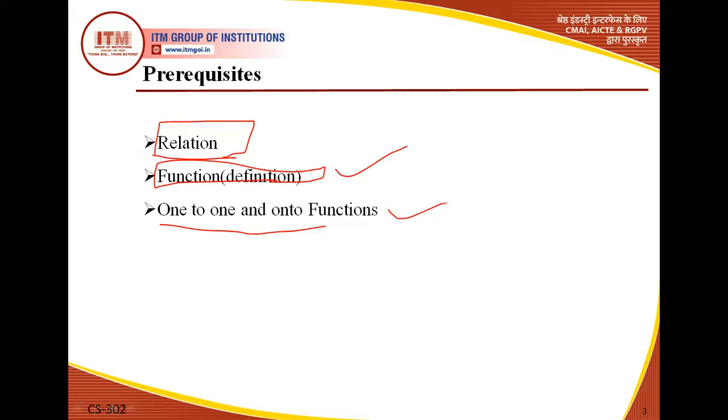For all those topics we have made separate videos. If you've not watched those videos, please go back and see those videos and then come back to this topic, because there is always a chain that you should follow. If you don't know relations, you would obviously not understand functions. If you don't know functions, you would not understand one-one and onto functions. And if you don't know that, invertible functions doesn't make any sense. So please see those videos and then come back to this.